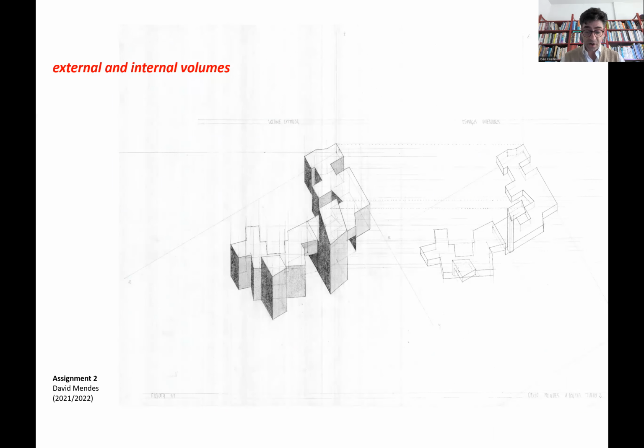Thus, the idea of representing the internal space in section is cross-referenced with another one managed according to an assumption of transparency of the overall volume, giving rise to the inversion of positive-negative.